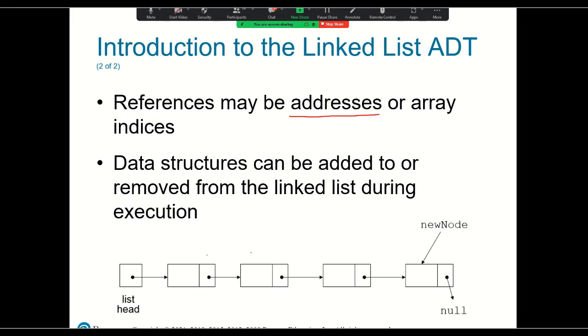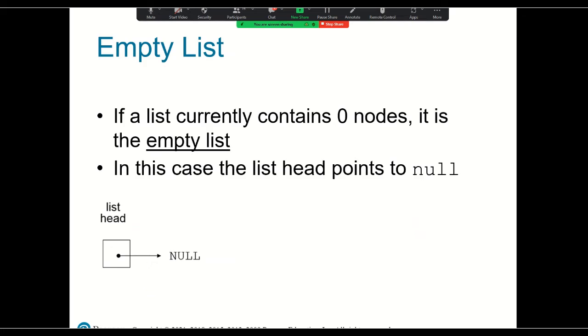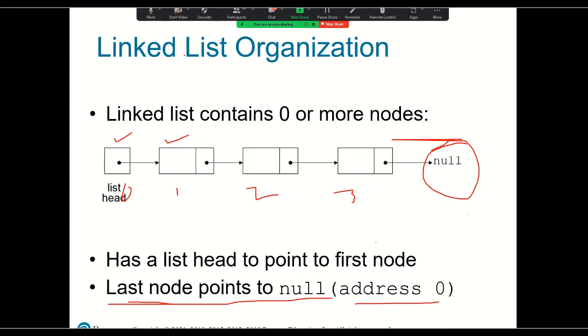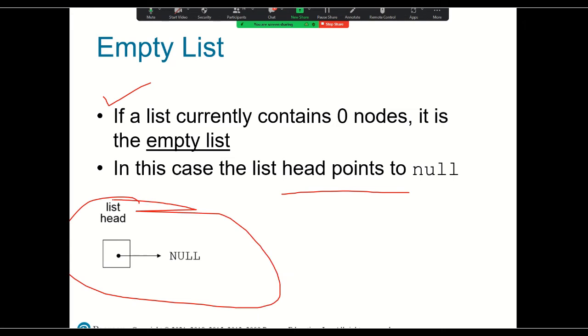So we were talking about the node organization. It contains zero to more than zero nodes. It has a list head that points to the first node. The last node points to null. You can create an empty list if a list currently contains zero nodes, or there is no node in the list. So it's a very hypothetical situation. Then it is called the empty list. And in this case, the list head points to null. There is nothing in the list at all.